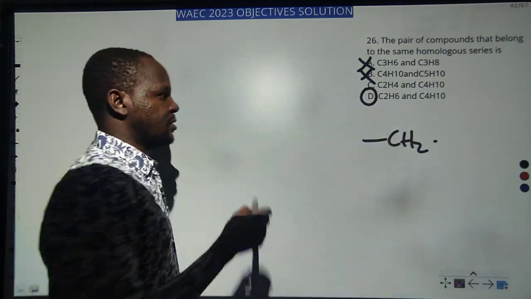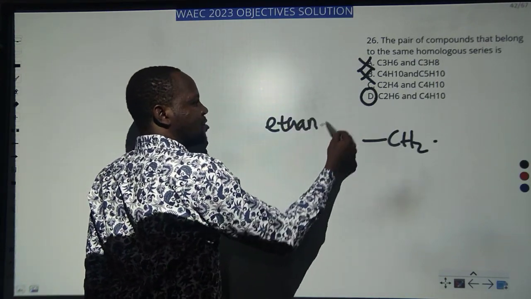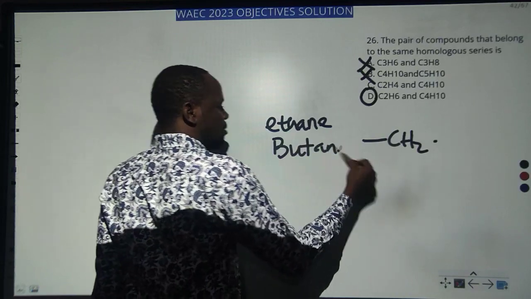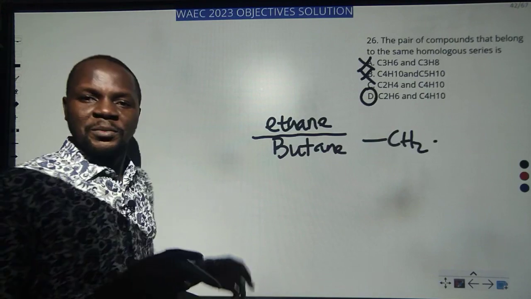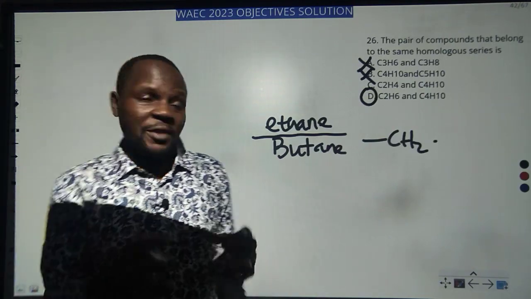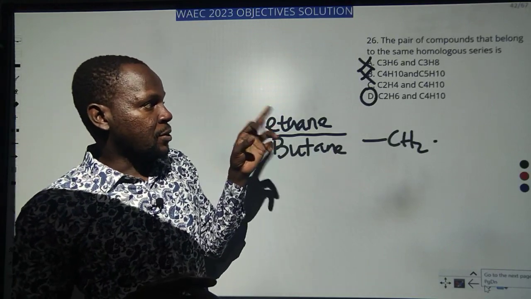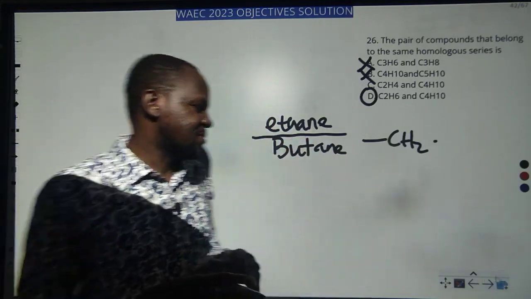Because C2H6 is ethane, right? And C4H10 is what? Butane. So that is the way we move. Though there is a member before it, they are still within the same range of homologous series. They are in the same family. The others there, they are not in the same family. You can check them very well. So D is correct. Next one.